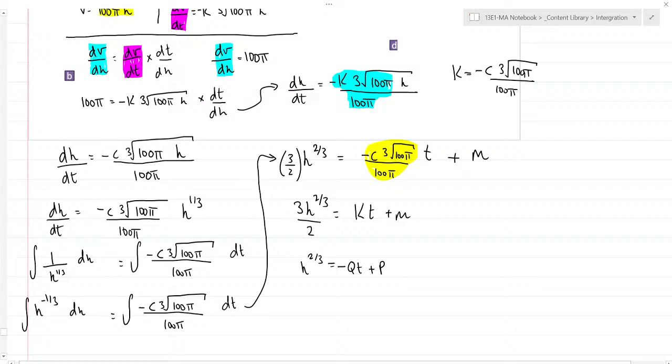So then I'd need to cube all of this and then square root it. Okay, because remember, if I'm doing the inverse of 2 over 3, it's the same as doing the power of 3 over 2 on the other side, isn't it? So this is h is equal to p minus qt to the power of 3 over 2.